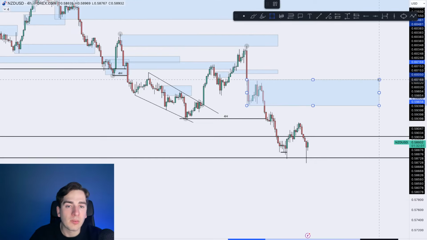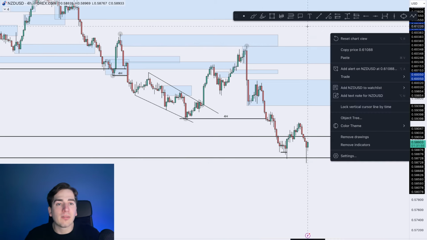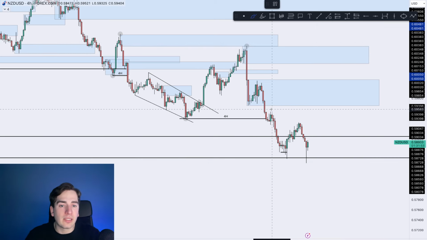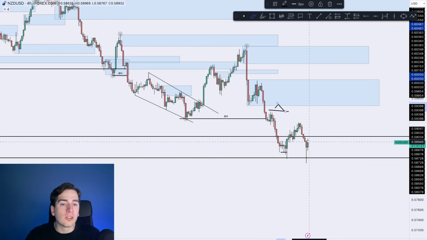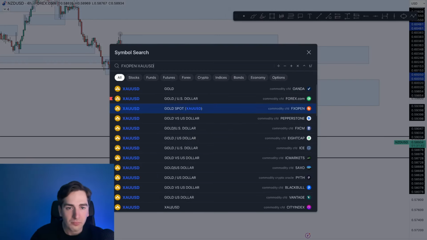Just keep in mind, we have a very obvious area of supply over here and a very obvious area of supply over here. And we have liquidity highs. So we have this high, which is still open. So let's see if we can break this high over here, then I'll be looking for a long. Until then, just continue to look for a short. So that's NZDUSD.